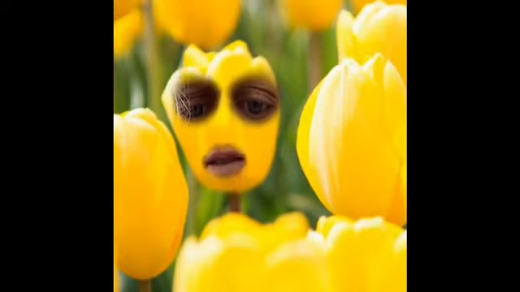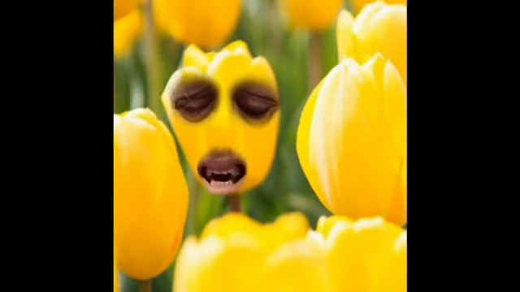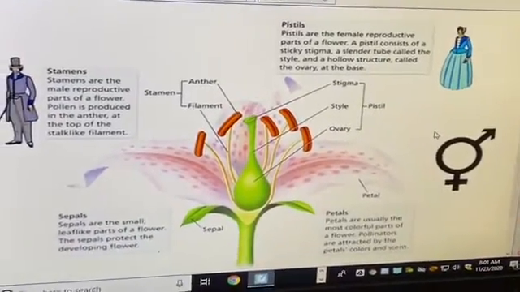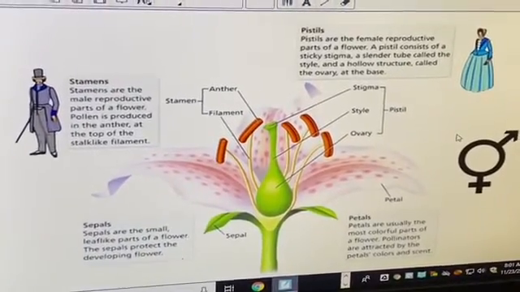I'm a lonely flower. I wish a bee would come visit me so I could become a fruit. Please, bees, visit me. Okay, so to review, our flowers are what we call perfect flowers.